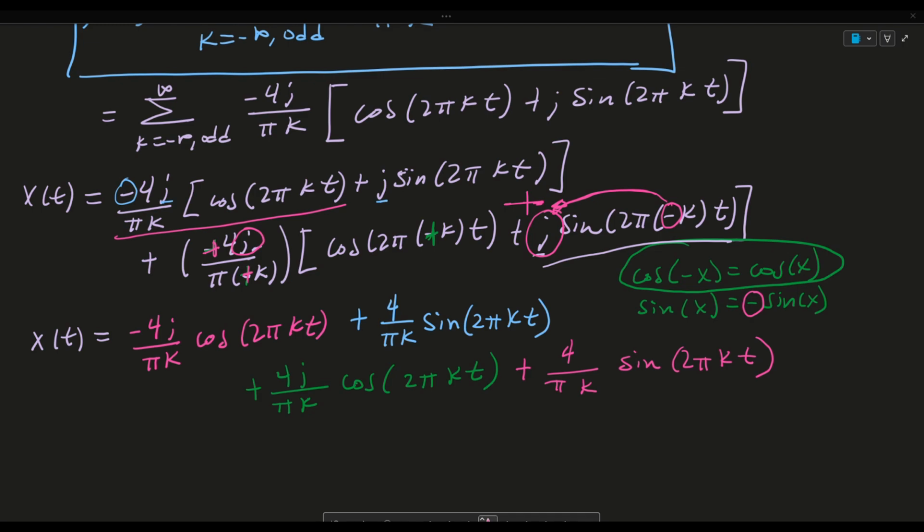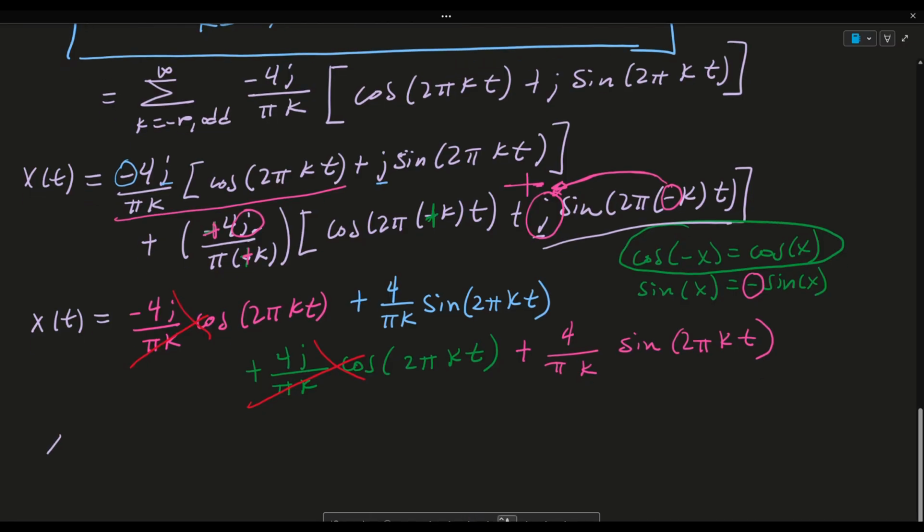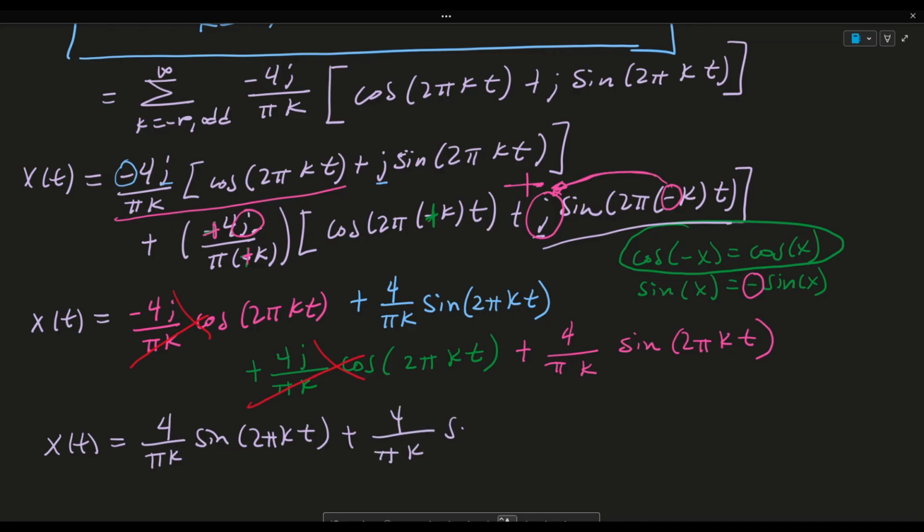All right. So then this becomes beautiful, right? This cosine cancels out with this cosine. So what am I left with? I'm left with x of t is equal to 4 over pi k sine 2 pi kt plus 4 over pi k sine 2 pi kt, which is obviously just 8 over pi k sine 2 pi kt.